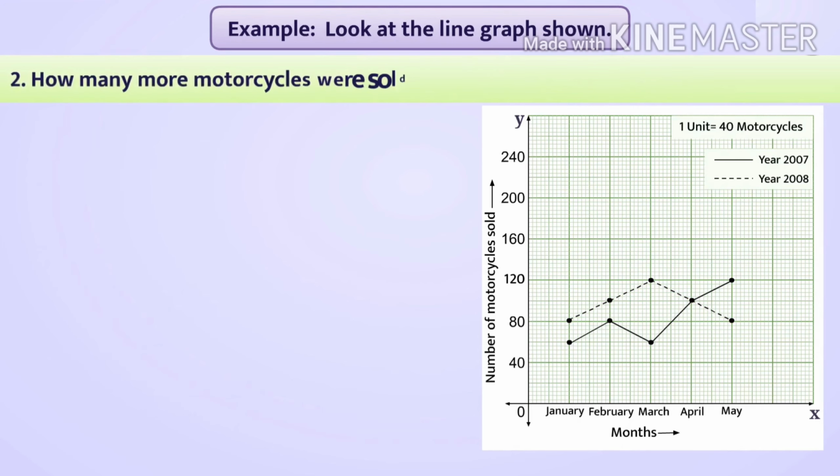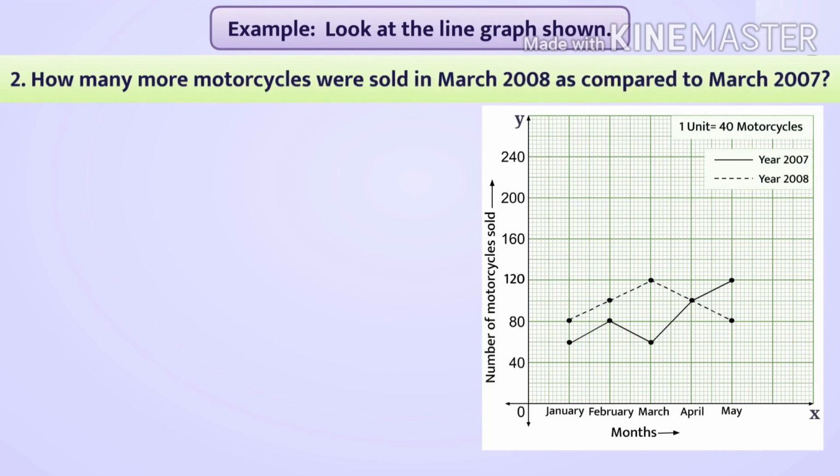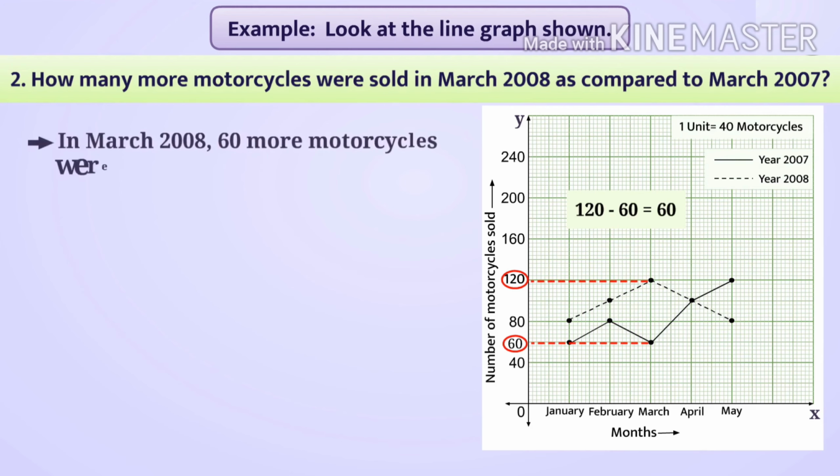How many more motorcycles were sold in March 2008 as compared to March 2007? We can see here that 120 motorcycles were sold in March 2008 and 60 motorcycles were sold in March 2007. Now compare: 120 minus 60 means 60 more motorcycles were sold in March 2008.